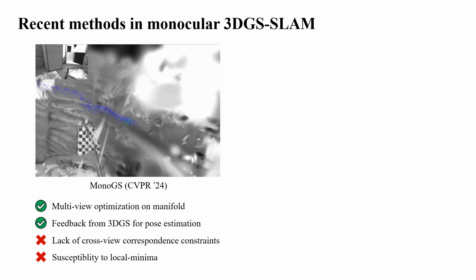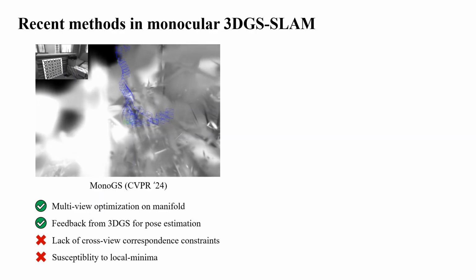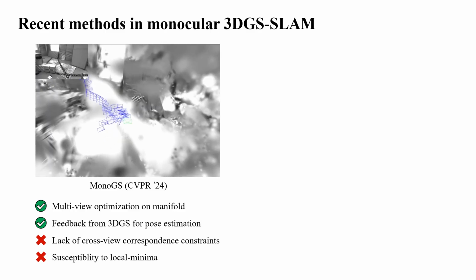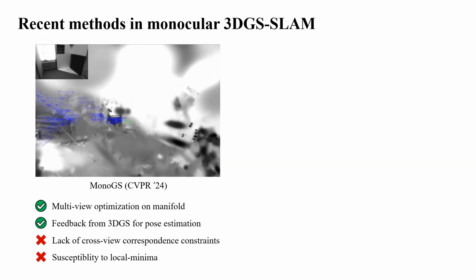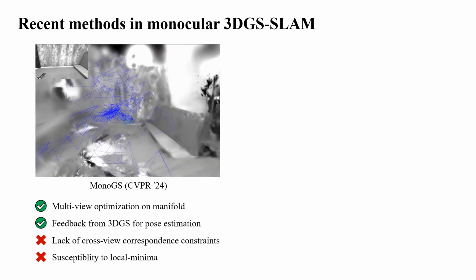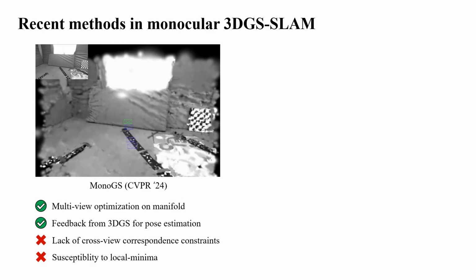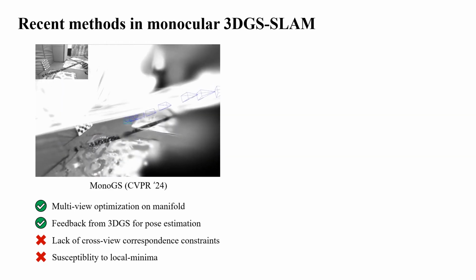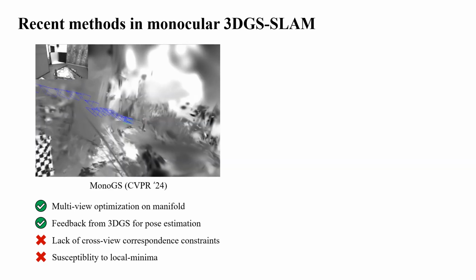Let's look at some recent methods in such an environment. MonoGS performs multi-view optimization on manifold for accurate pose estimation and obtains feedback from 3DGS for pose estimation to leverage the advantages of the new map representation. However, it lacks cross-view correspondence constraints, making it prone to local minima that cause overfitting to specific views.